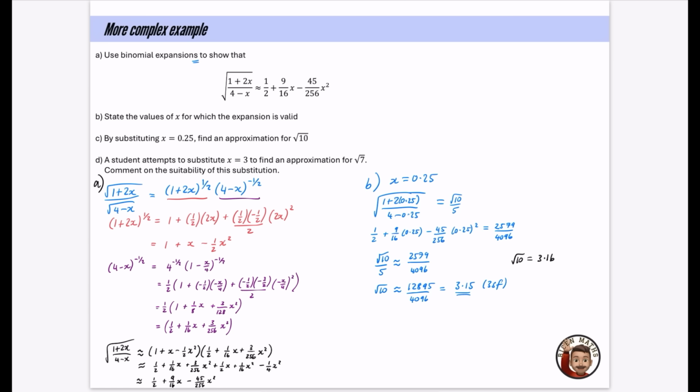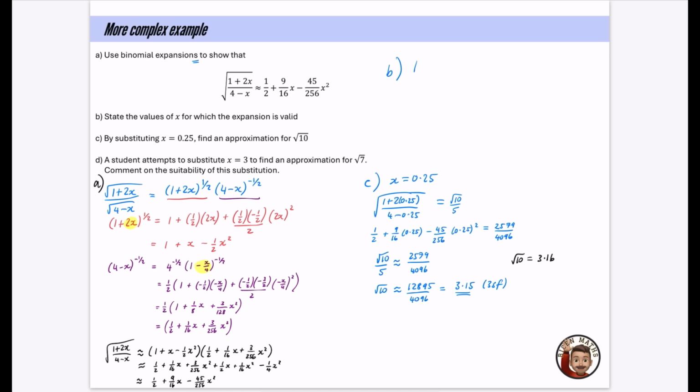Now, I didn't even do part B of the question. I've skipped a part. So this was actually part C of the question. I'm going to jump back up and do part B, to state the values of x for which it is valid. So I'm sorry that I skipped that part out, but let's have a look at both of these parts. We did the expansion on this part and we did the expansion on this part.